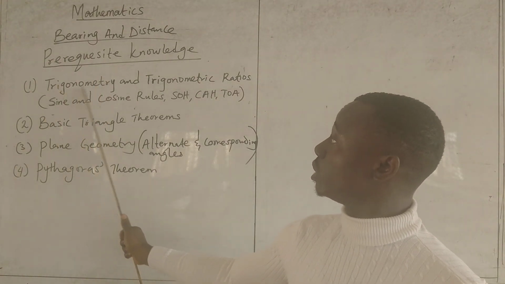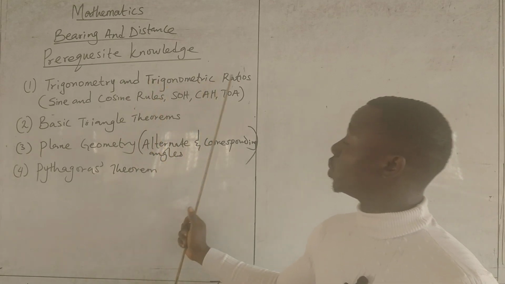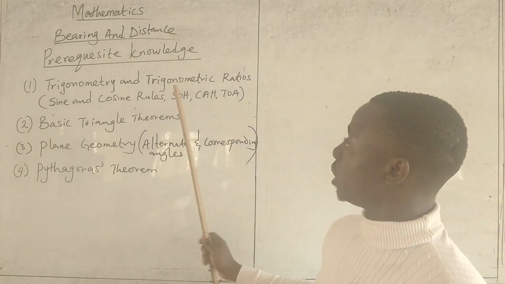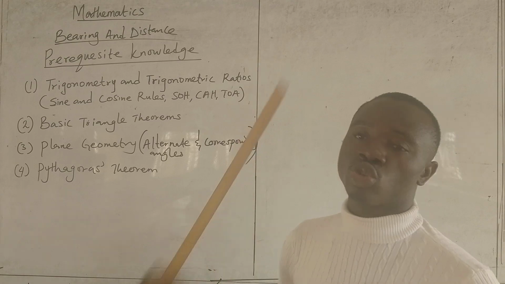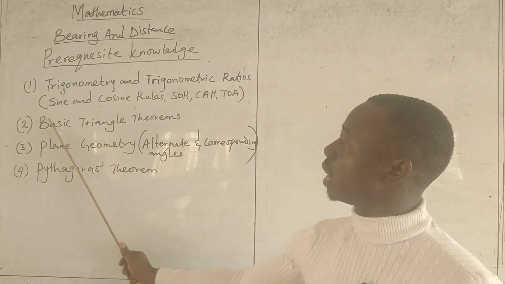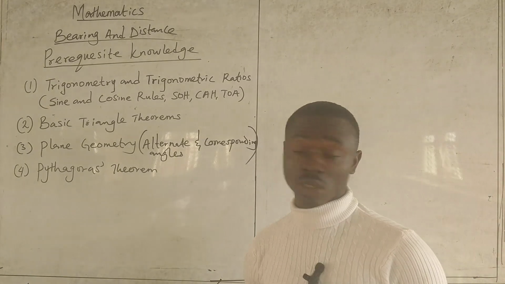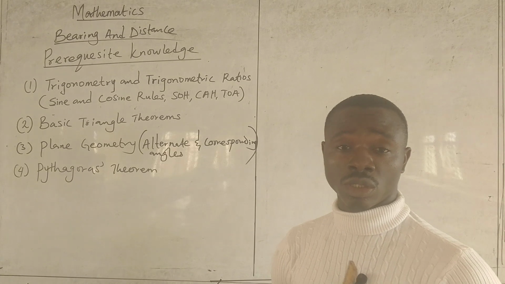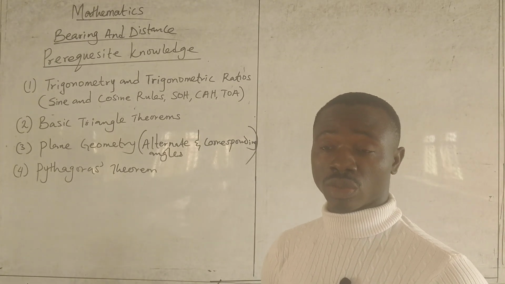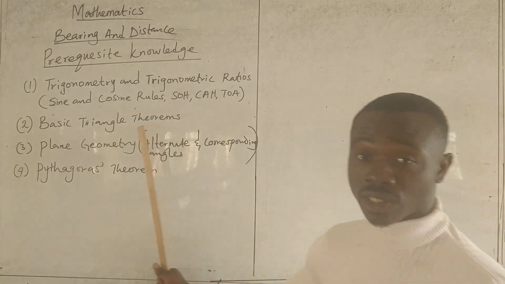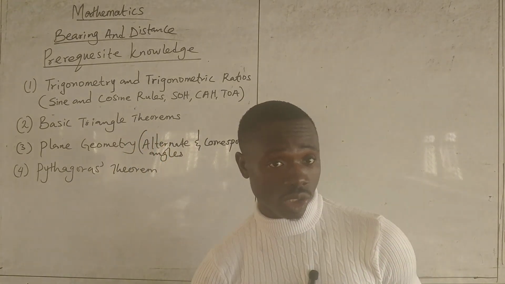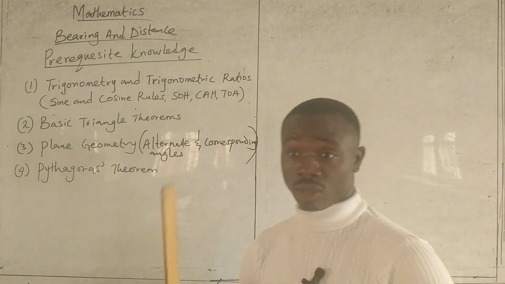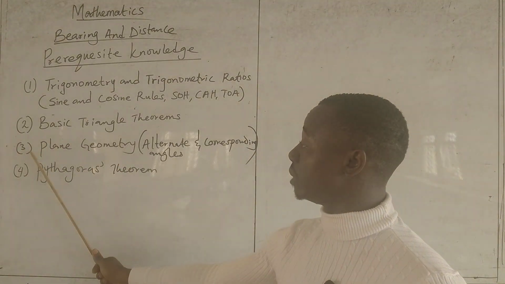Number one is trigonometry and trigonometric ratios, sine and cosine rules. Then you must also be well acquainted with SOHCAHTOA. All right, number two, we have the basic triangle knowledge, the basic triangle theorems. That's sum of angles in a triangle is 180 degrees. Base angles of an isosceles triangle are equal. The exterior angle of a triangle is equal to the sum of opposite interior angles. So those are the basic triangle theorems you must know.